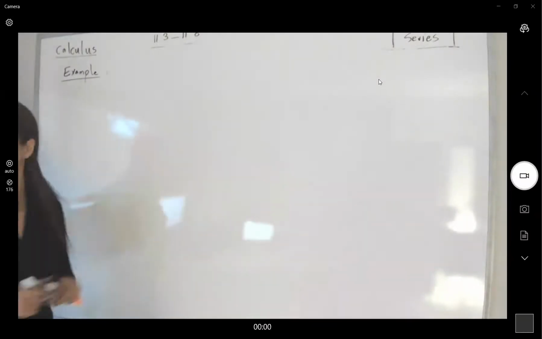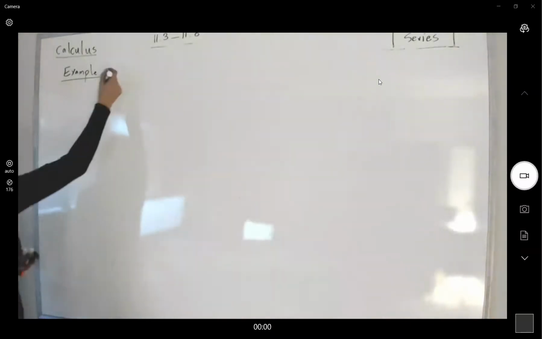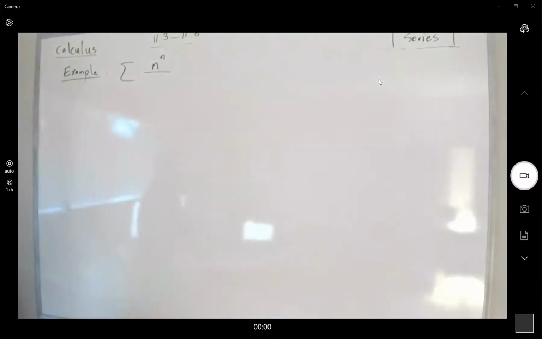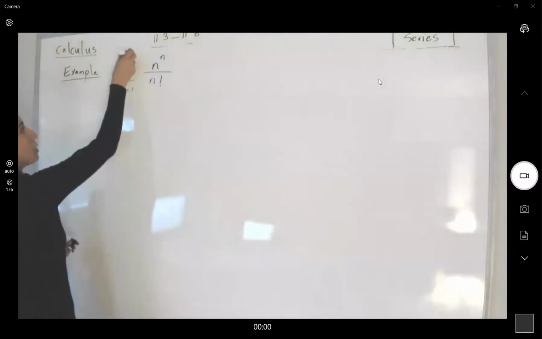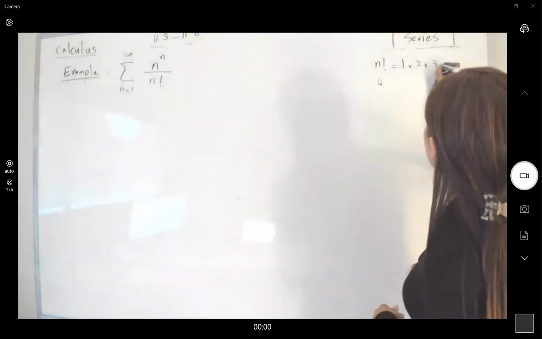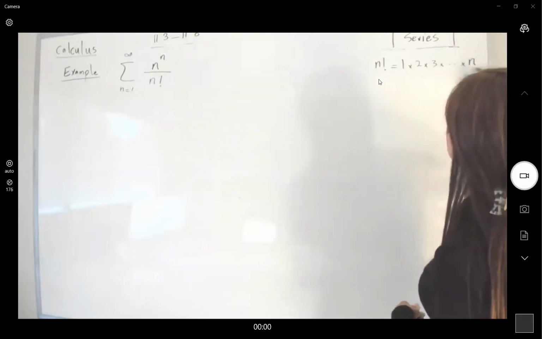Okay, perfect. So this example says find or analyze the series n to the n, divided by n factorial. N starts from 1, goes to infinity. Remember n factorial is 1 times 2 times 3, up to n.